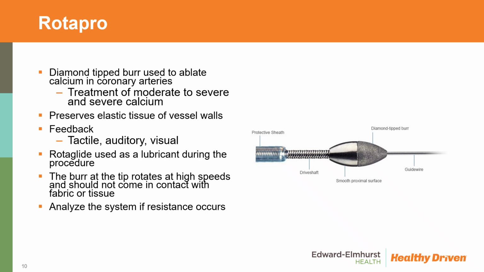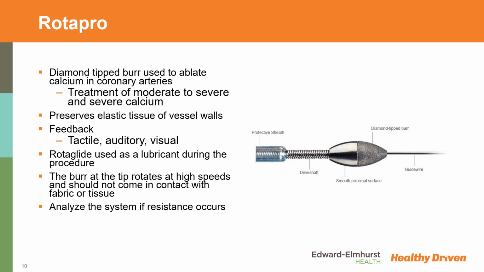Next we have Rotopro, and so this is a diamond tip burr. It's used to ablate calcium in coronary arteries and the treatment of moderate to severe calcium. It preserves the elastic tissue of vessel walls. You get feedback when you are drilling. It's tactile, auditory, and visual.